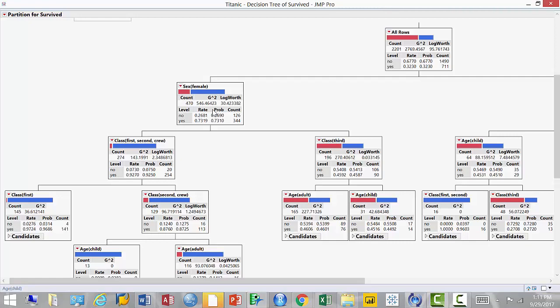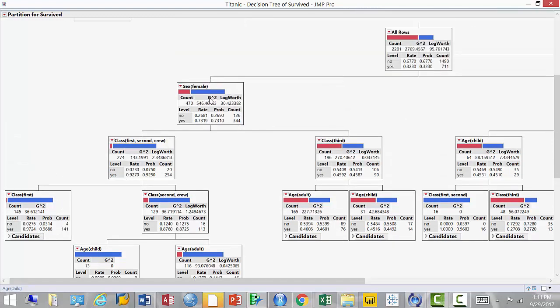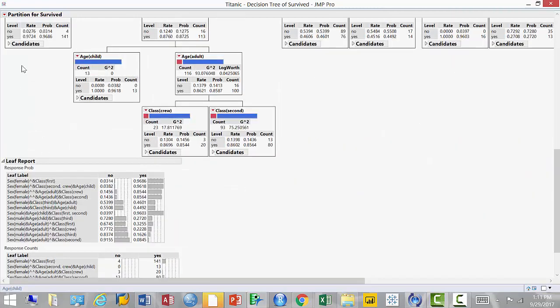It's not a final, right? But if I arrive to the final node, final leaf, terminal leaf, that's it. There is no more splitting, and that's basically the set of rules. There is a set of rules that I have to follow that leads along the tree to that specific leaf, right? So for example, this one, right? It's the split based on, first one is sex female, right? Class first, second, and crew, and then after that class first, okay? And that corresponds to the probability of yes, 0.97.